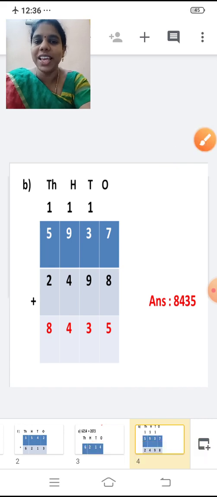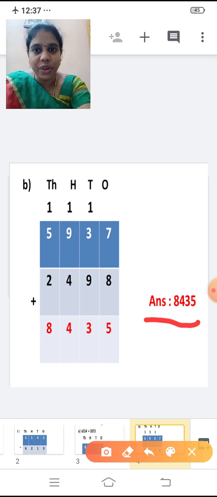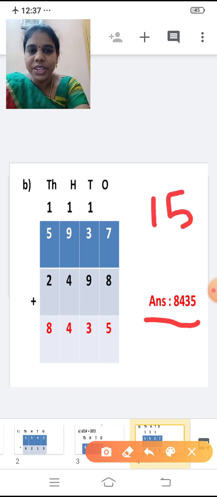So the answer is 8,435. So you know how to add two numbers, right? First you have to write in the correct place, then add. Add the ones place. 7 plus 8 is 15. So write 5 in the ones place and 1 you are going to carry forward to the tens place.